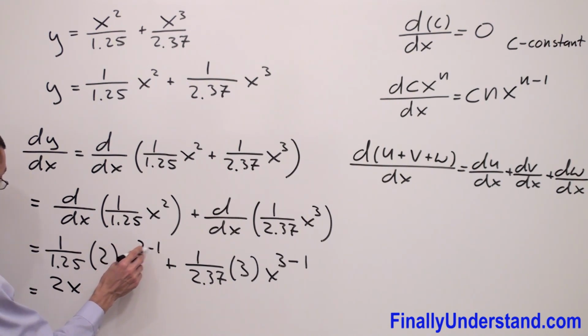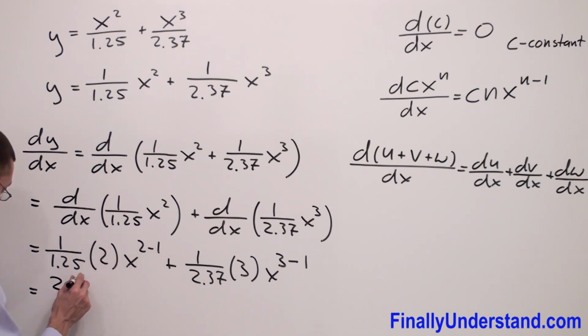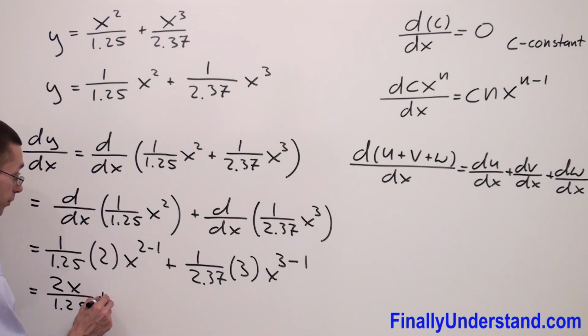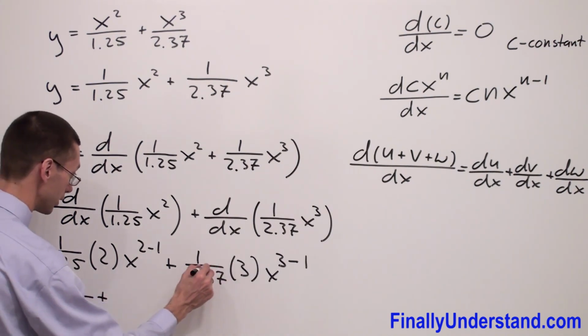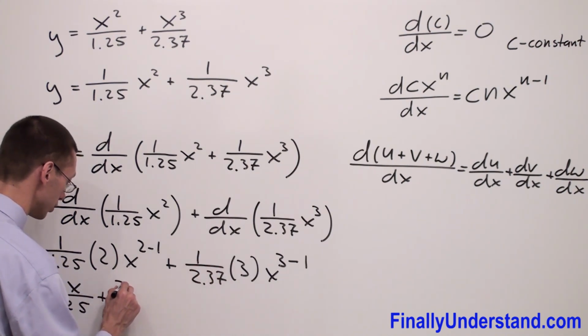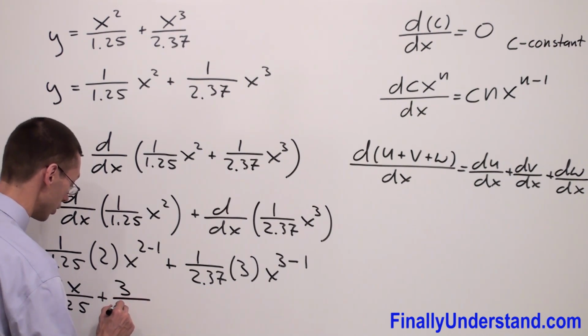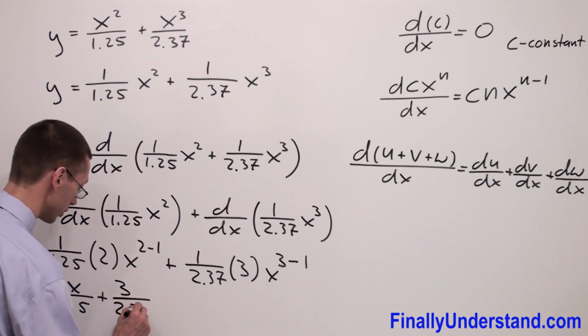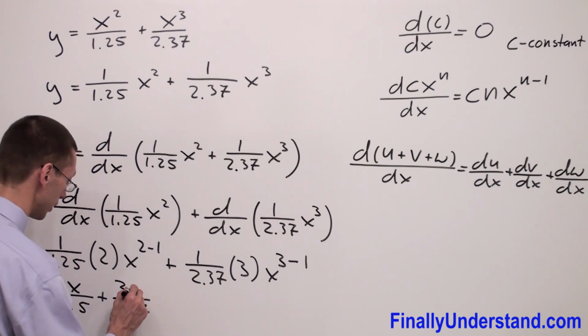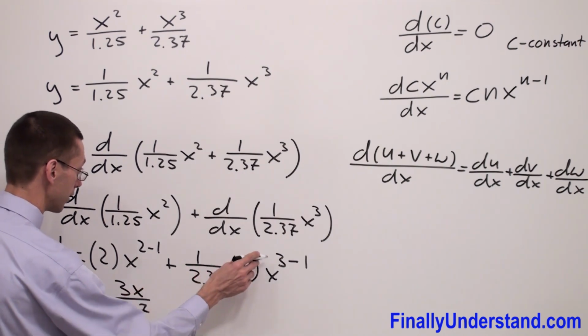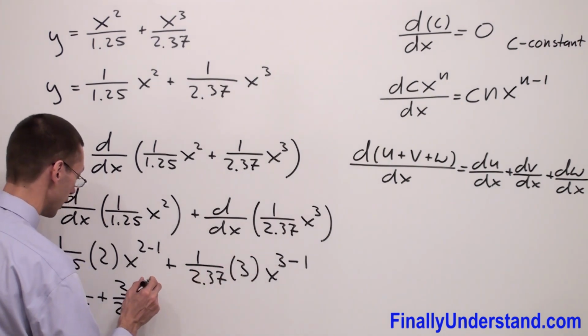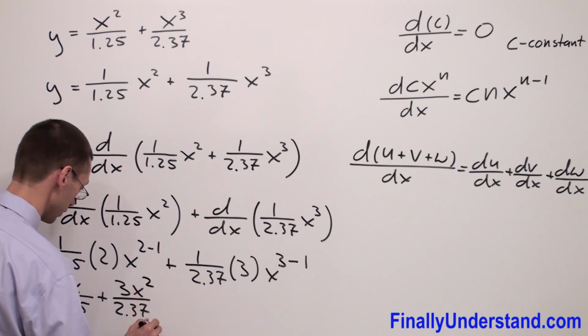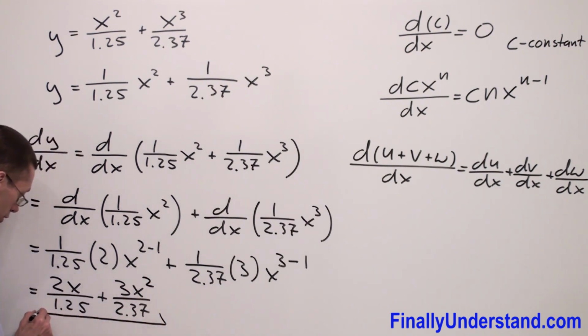2 minus 1, so it's going to be x to the first. I'm not going to write it, I'm going to keep it invisible, over 1.25 plus I have 3 times fractions, so I have 3 over 2.37 x, and I have 3 minus 1, which is equal to 2. So this is the solution to my problem.